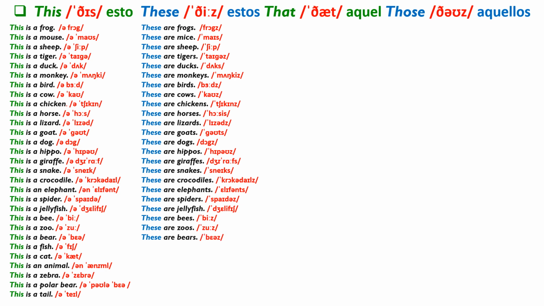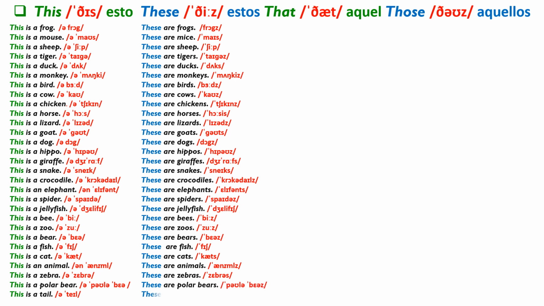These are zoos. These are bears. These are fish. These are cats. These are animals. These are zebras. These are polar bears. These are tails.